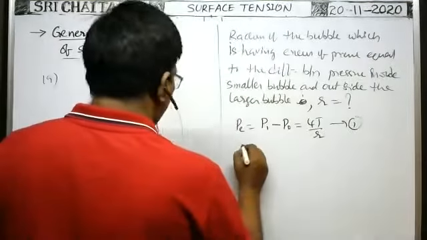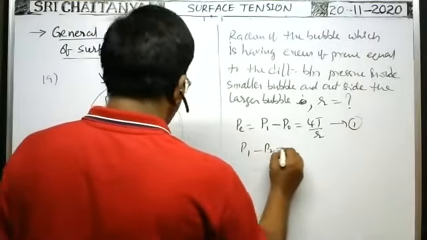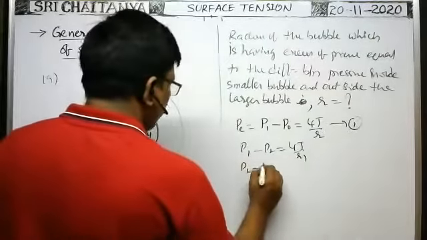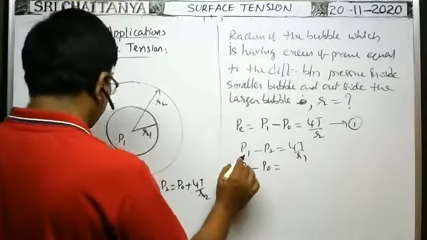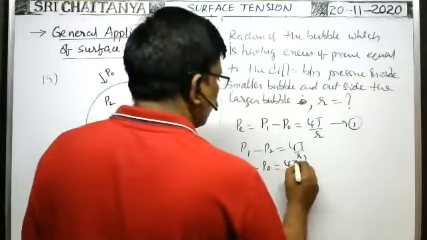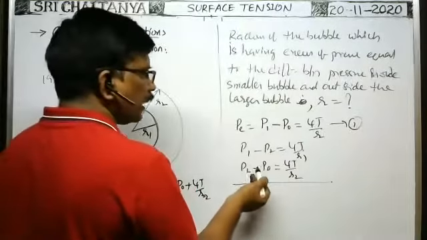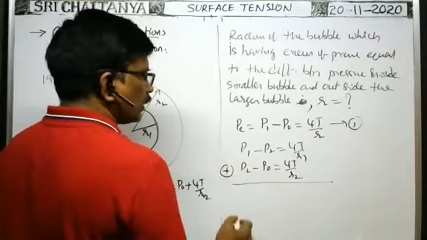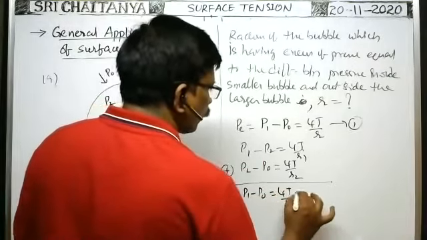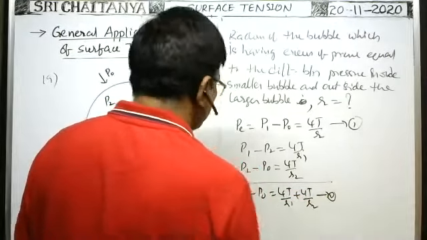Now from this formula, P1 minus P2 is equal to 4T by R1. From this, P2 minus P0 is equal to 4T by R2. We need P1 minus P0, and P2 should not be there. You add the two equations. Then P1 minus P0 is equal to 4T by R1 plus 4T by R2. Okay, this is equation 2.